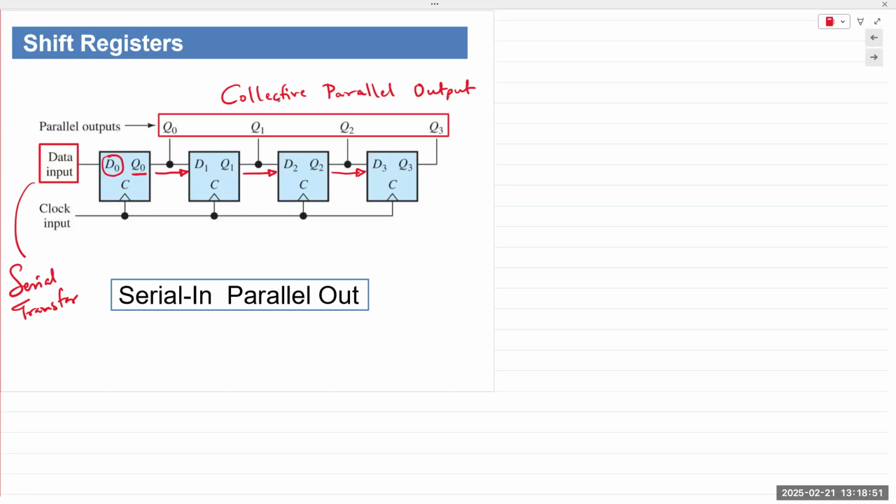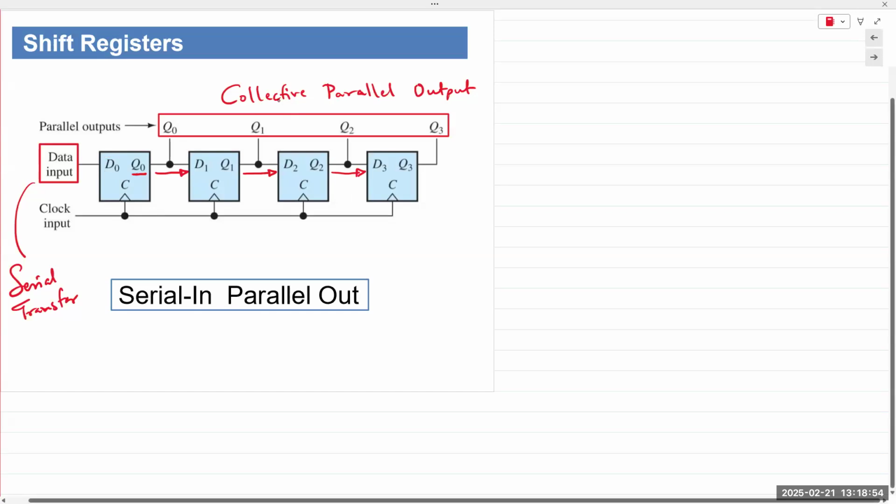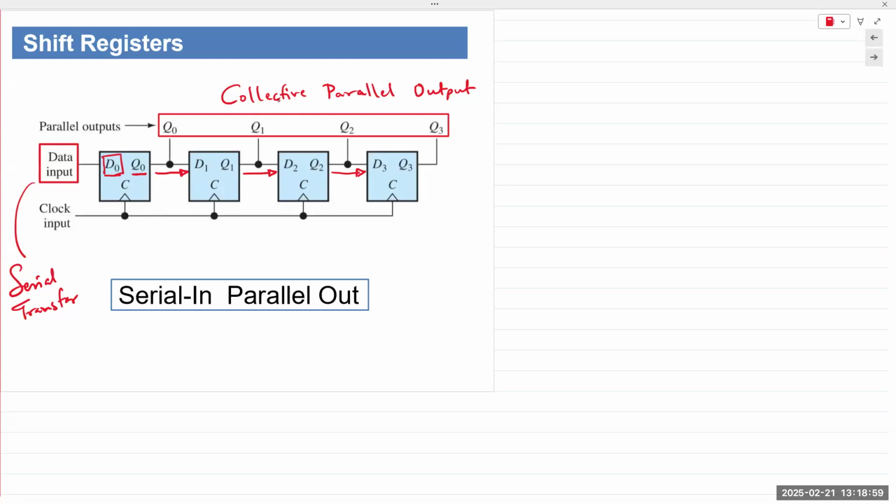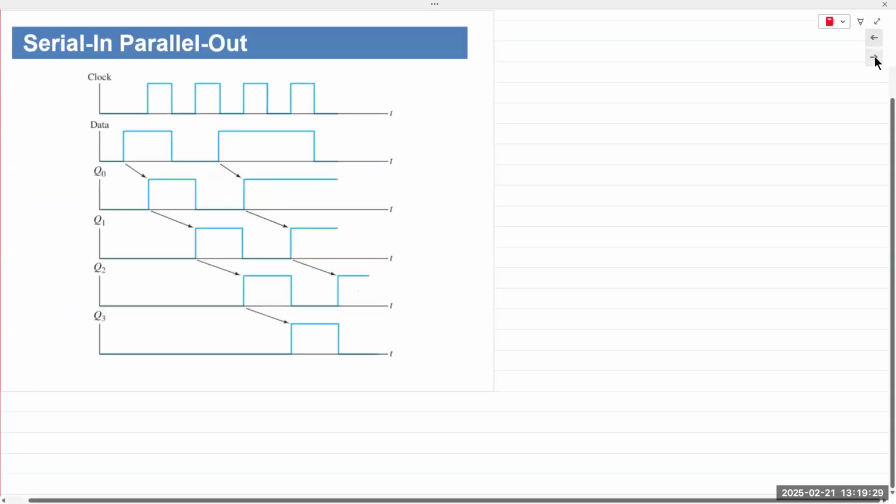Now, D0. Let's look at the clock. The clock keeps everything in sync. The clock is a positive edge triggered clock, meaning for every single clock cycle, the input signal that appears at each flip-flop is then sent to the output of that flip-flop, but only when the positive edge of the clock arrives. So I can explain the operation of this by using the timing diagram.